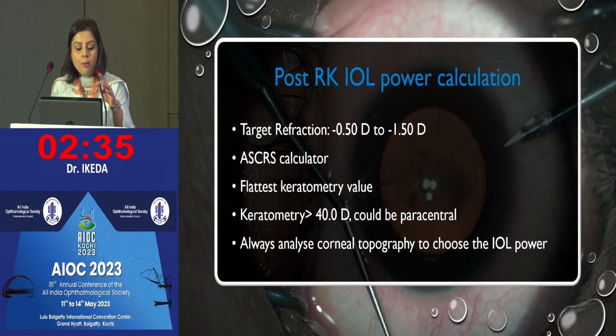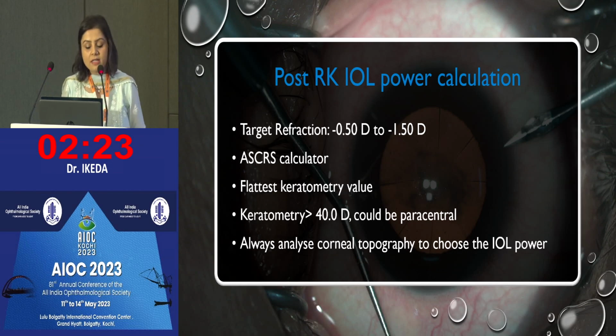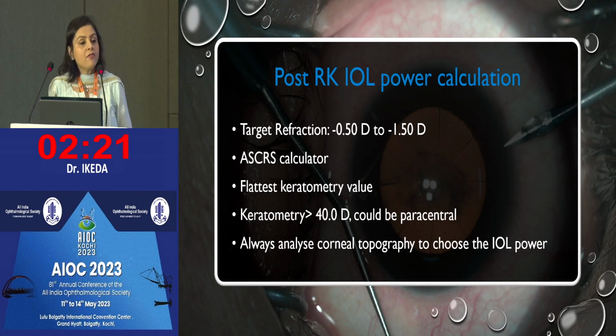So to conclude about the post-RK cases, target refraction should always be aimed at slight myopia. Using the ASCRS calculator is very effective, but we have to also analyze the topography and probably look at the flattest keratometry value that we get. If the keratometry is more than 40 diopters, we have to keep in mind that this could be a paracentral reading and might not be accurate.